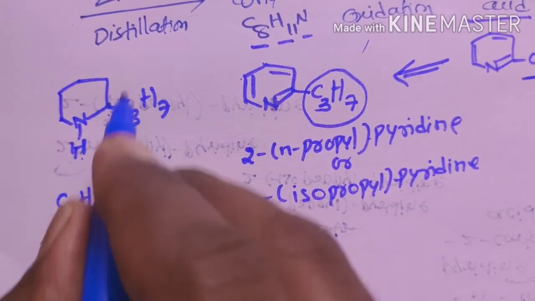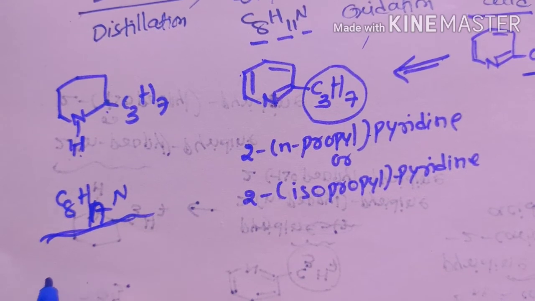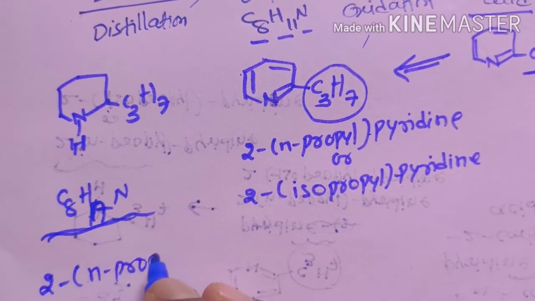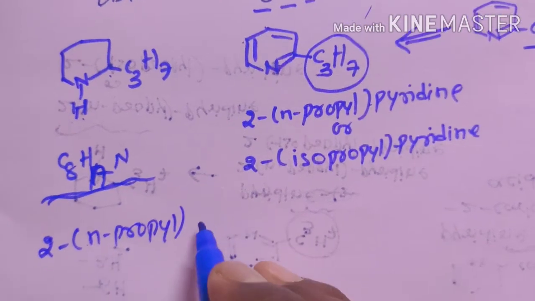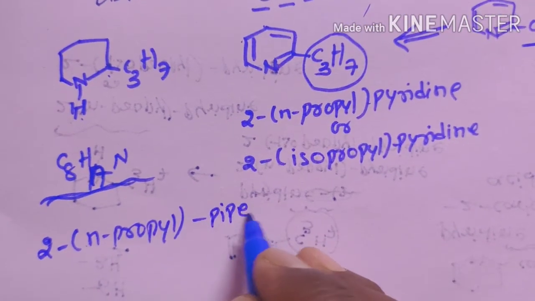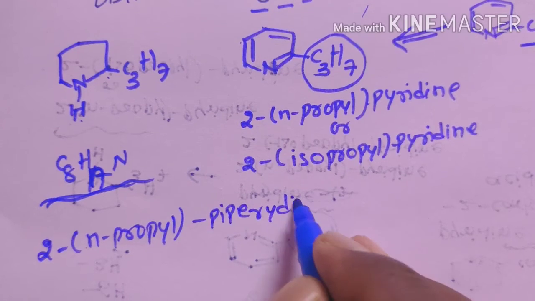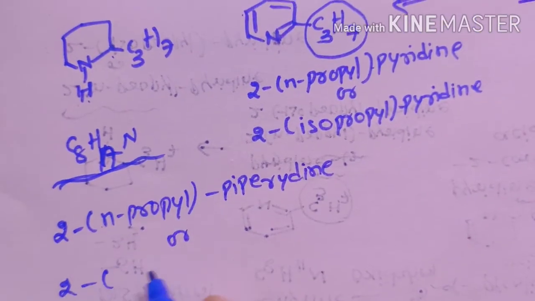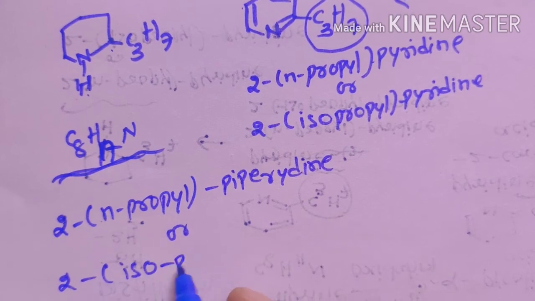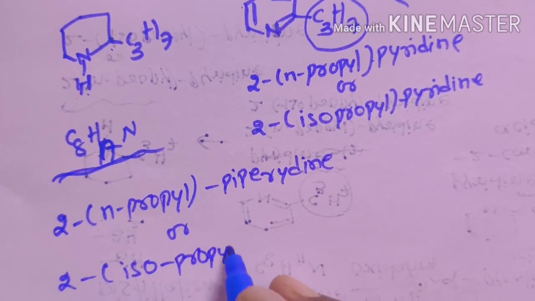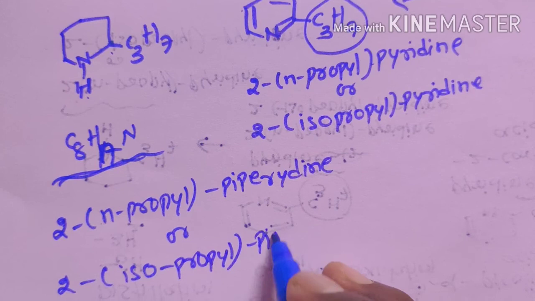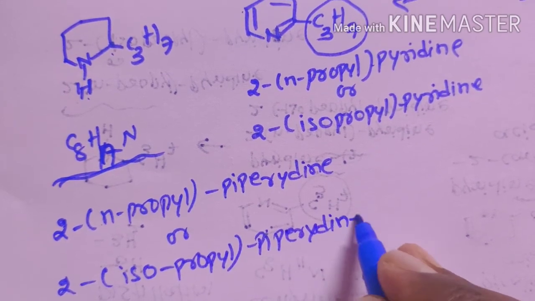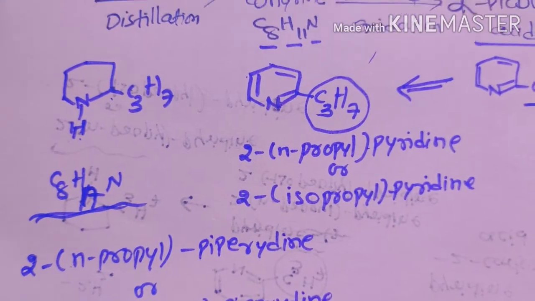So the coniine must be 2-n-propyl piperidine, or it must be 2-isopropyl piperidine. So which one is the coniine we have to confirm.